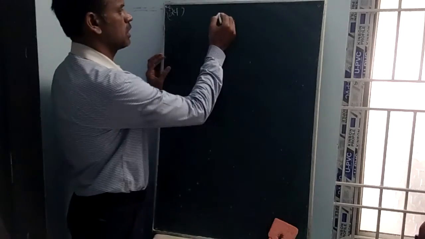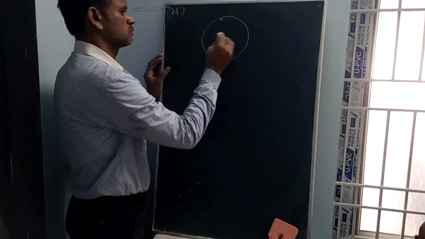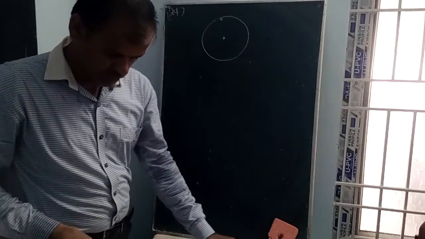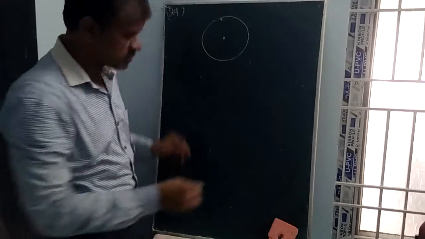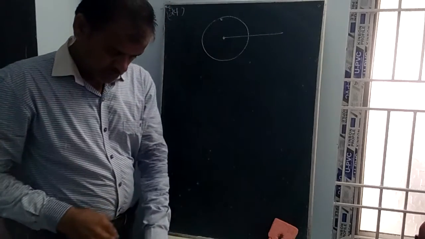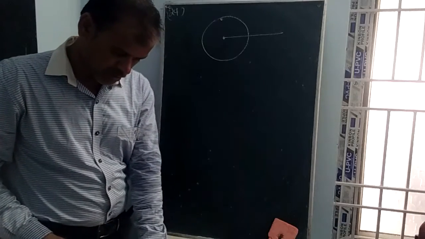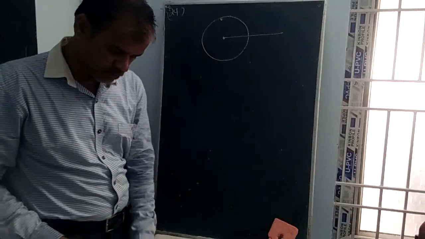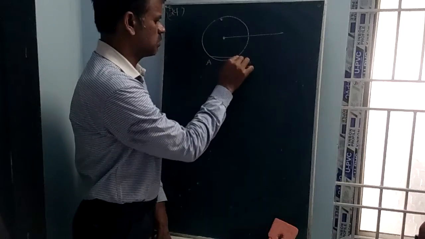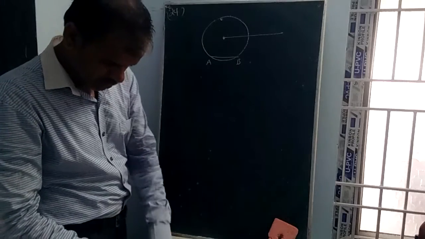Let us draw the circle first of all. This is the center. A tower stands at the center of the circular park. Better to draw like this. A and B are 2 points on the boundary. This is A, this is B. On the boundary means on the circle itself.